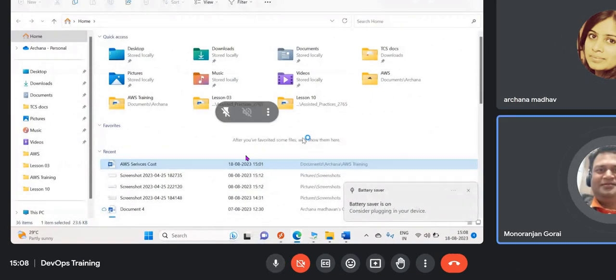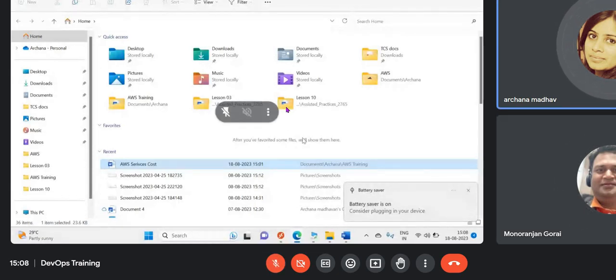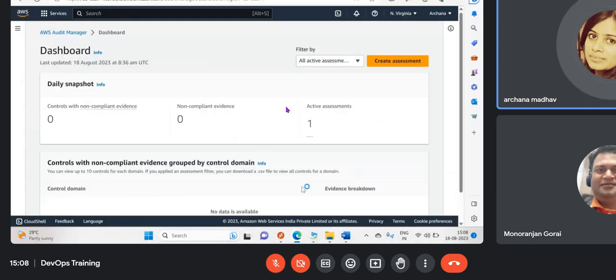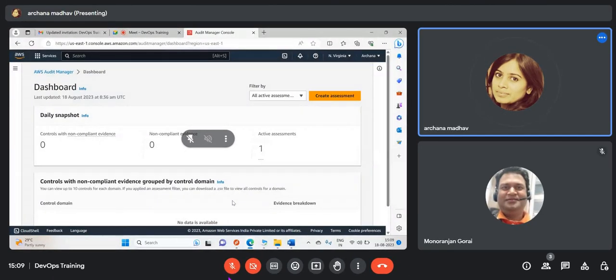So what are the things that it monitors? What are the things it audits? It is like whether our organization or a particular account is non-compliant anywhere. There are many types of security standards, so it checks whether the account or the organization is deviating from the security rules.